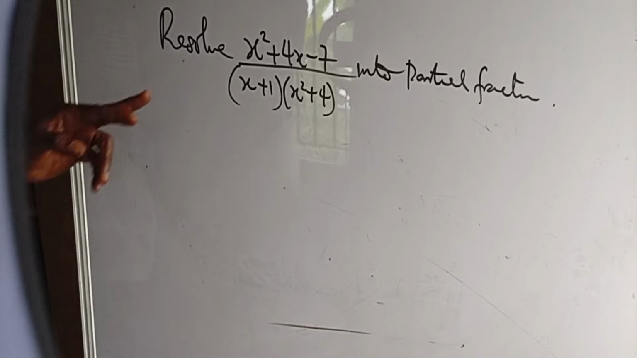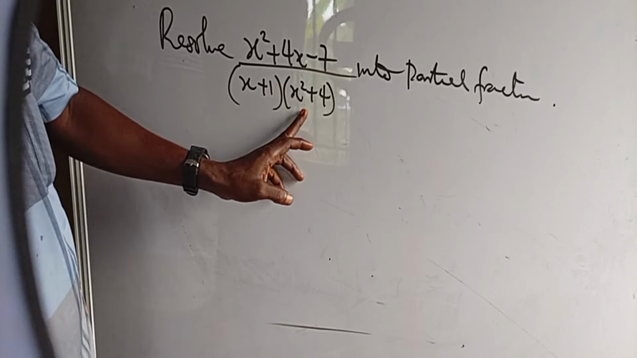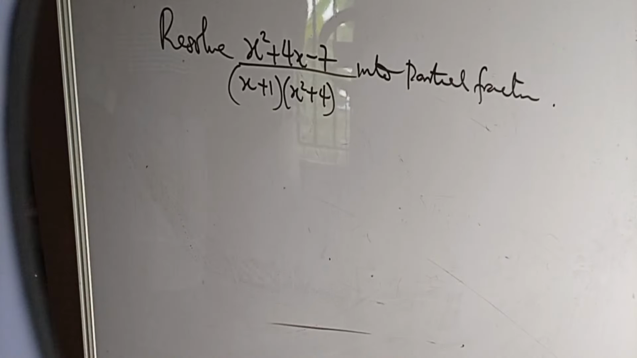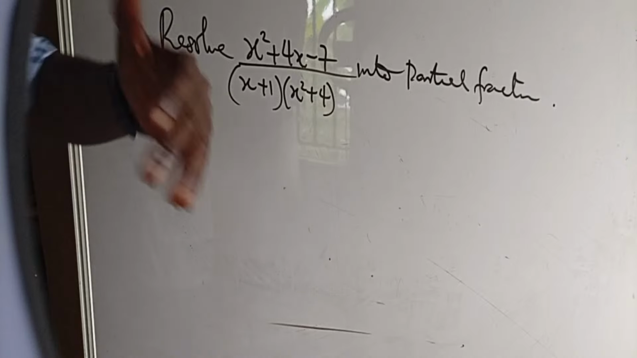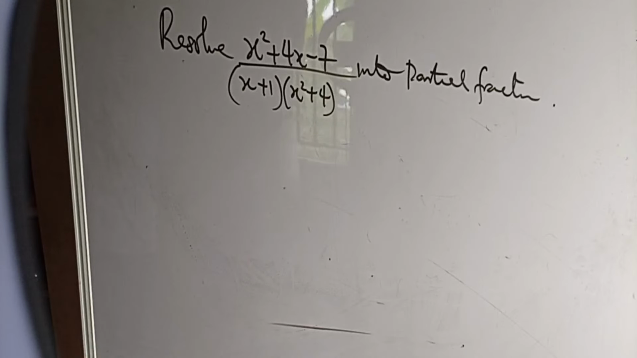The first denominator here is x plus 1, which is linear, so rule 1 will take care of that. But the second denominator is a quadratic factor. So what happens there? That is another rule, because the last question we just solved does not talk about a quadratic denominator. So we're going to apply rule 3 here.